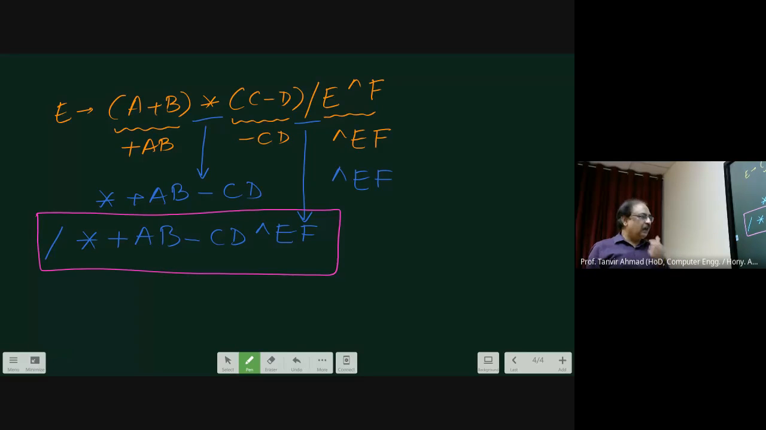Now you start with this. I'll just give you, then you should try at home. You first reverse it. This will be F power E slash the bracket D minus C, and keep on doing. And then you will start applying the algorithm. And this is how you are going to convert an infix to prefix.